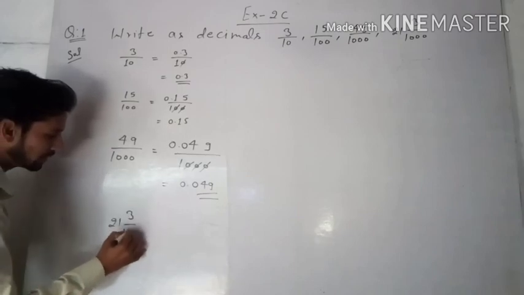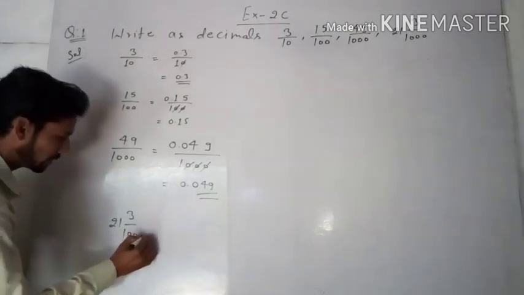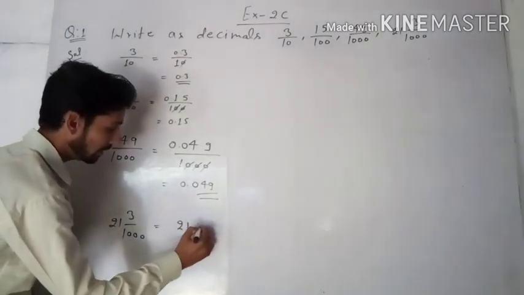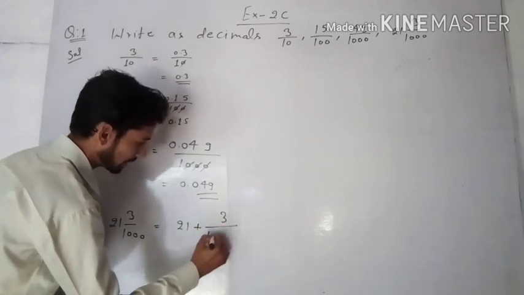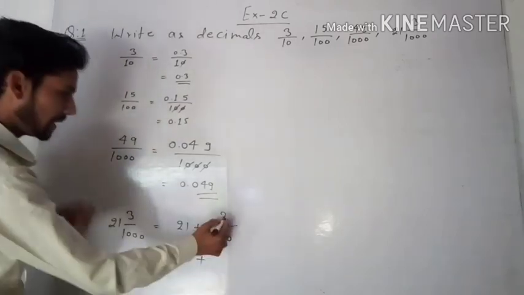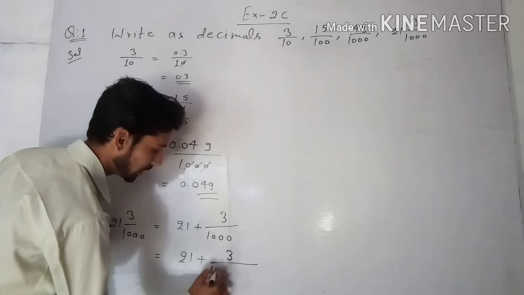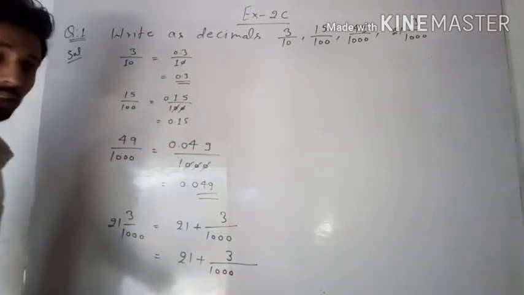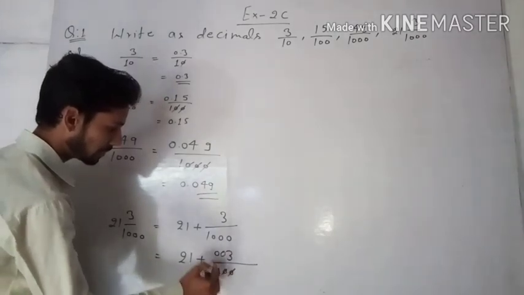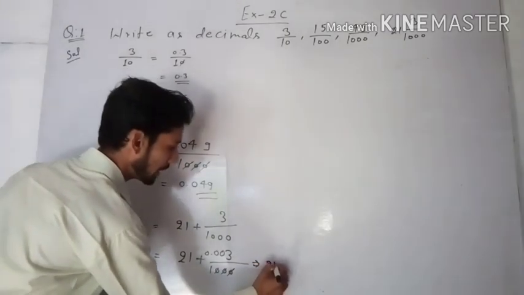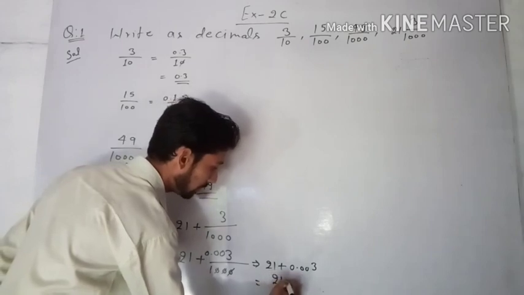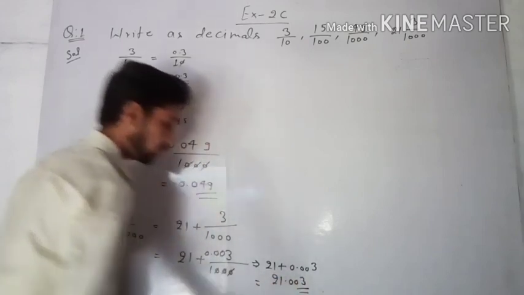Next, 21 3 upon 1000. First of all, we will convert it into a whole number and a proper fraction. Now, there is a single digit. First of all, we have to write two zeros. 21 plus 0.003 is equal to 21.003. This is your answer.